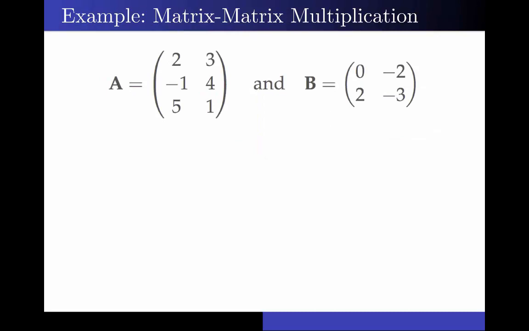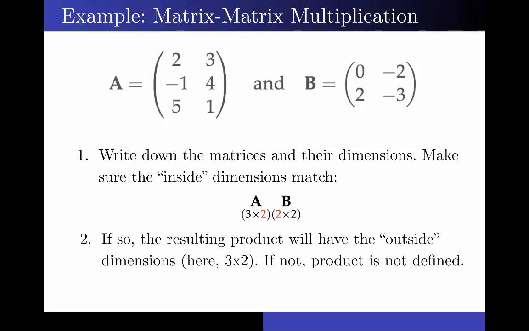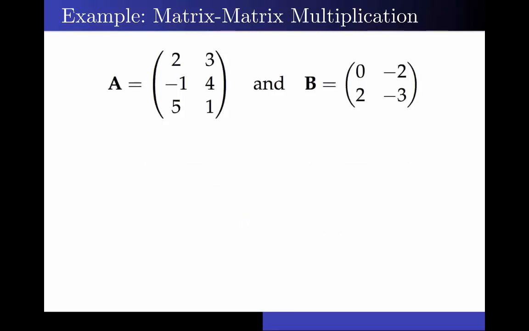Let's look at some examples. Here I have 2 matrices, A and B. To multiply them, I'd start by checking their dimensions to make sure they're even compatible. When I do that, I see that the inside dimensions do match. So the number of columns of A is the same as the number of rows in B. And then I know that the resulting product will have the outside dimensions, here 3 by 2. Of course, if these do not match, then the product is not defined.